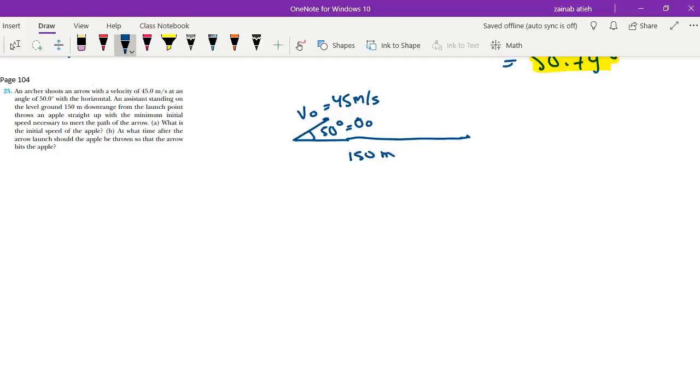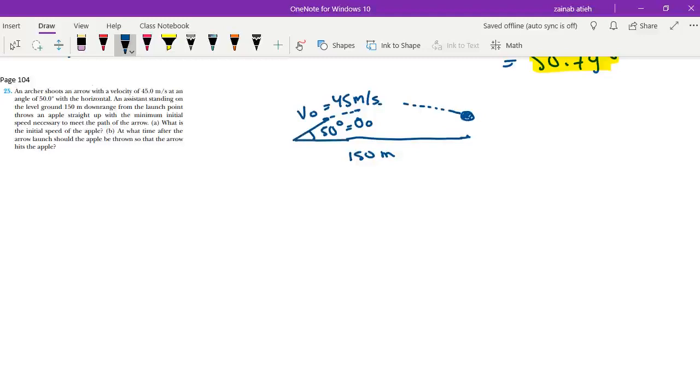during its motion the apple meets the arrow. This is the apple, it's meeting the arrow. In part A it says, what is the initial speed of the apple? We have to find V0 for the apple.